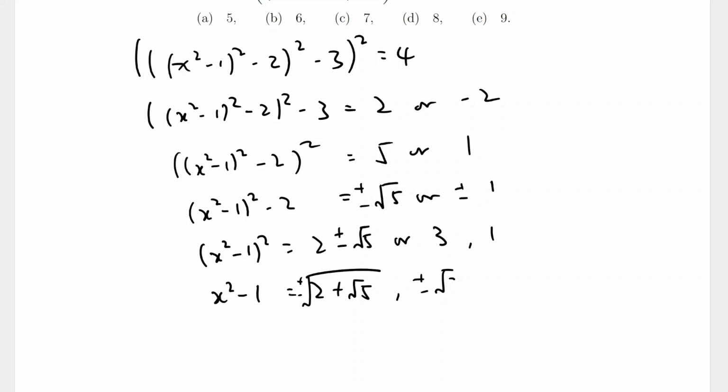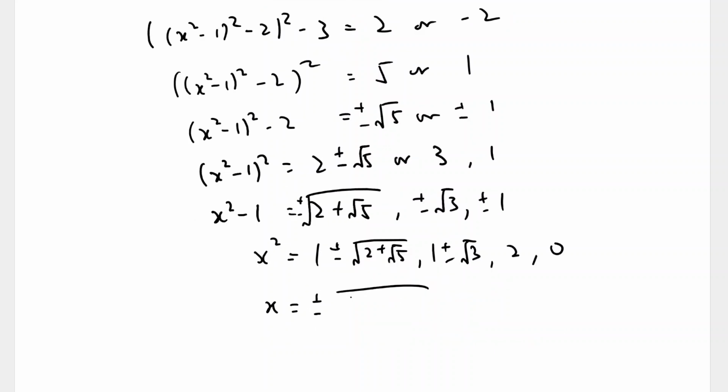Yeah, and then we add 1 to the other side. So x squared equals 1 plus or minus square root of 2 plus root 5, 1 plus or minus root 3. And then, of course, we have 2 and 0. Yeah, 1 plus 1 and 1 minus 1. Okay, now last step, same idea. Okay, negative numbers, you can't take the square root. So basically, you only have plus or minus square root of 1 plus, careful, yeah, only the positive version of it. Same idea with the 1 minus root 3, that doesn't work, so plus or minus square root of 1 plus root 3 only, plus or minus root 2, and 0.